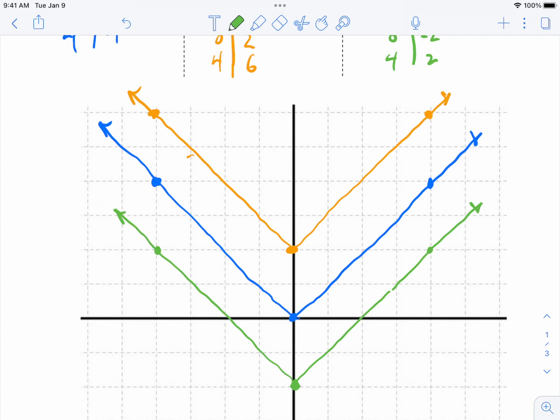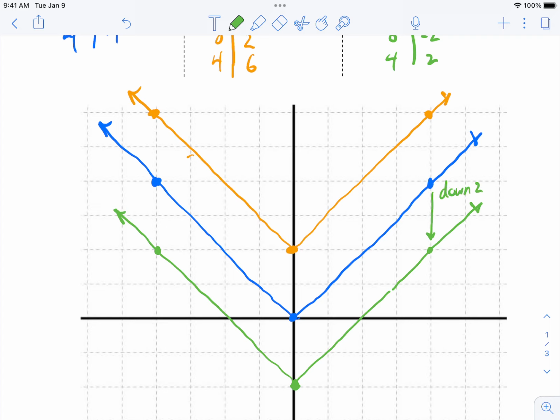And so this green function, how does it compare to the blue function? Doesn't it look like the same shape and everything? It hasn't been spun or twisted or whatever. It's the same thing, except it looks like we just moved it. Translated it down by 2.